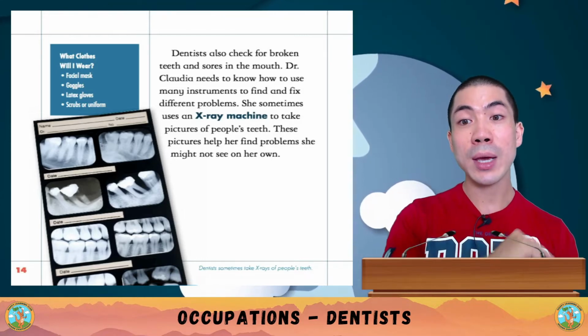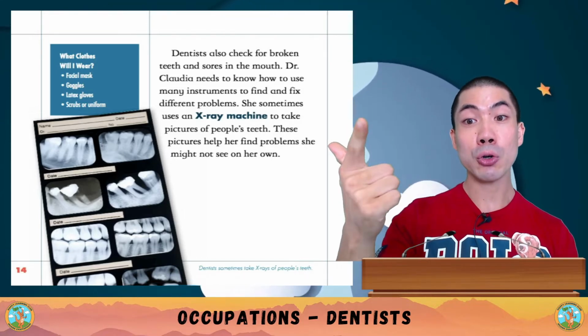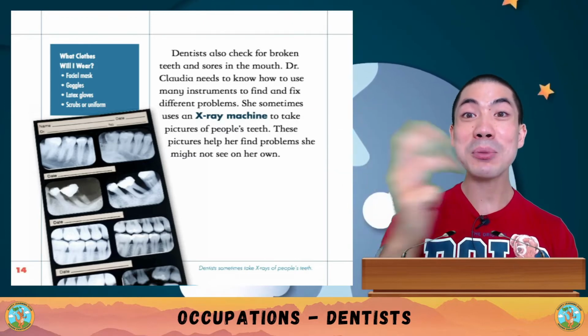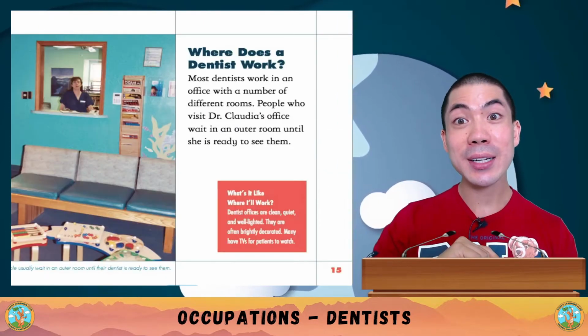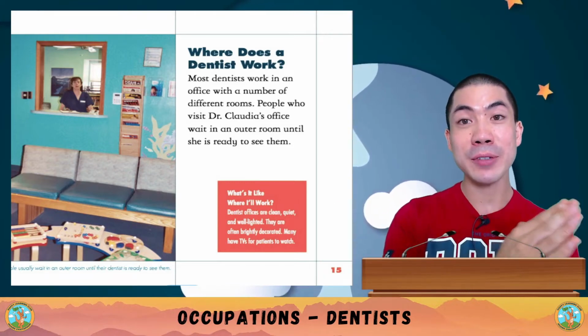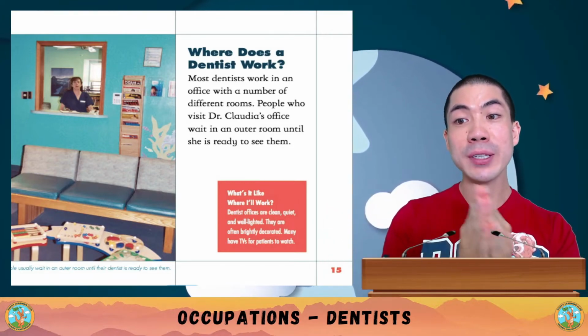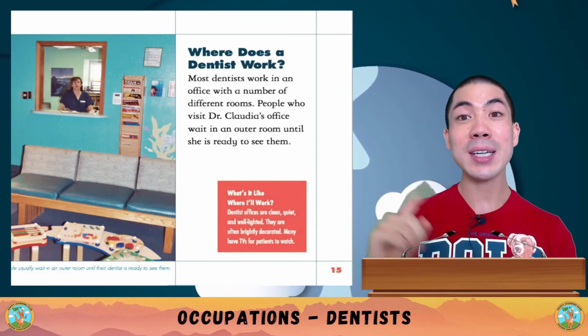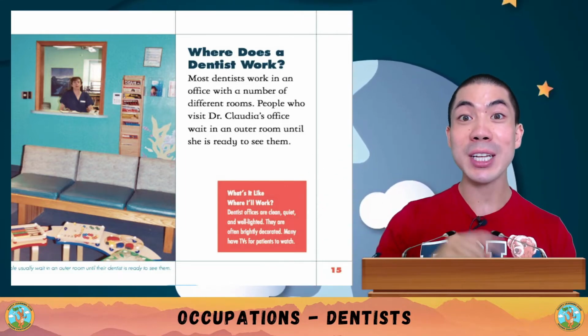What clothes will I wear? There's a facial mask, goggles, latex gloves, and scrubs or uniforms too. Where does a dentist work? Most dentists work in an office with a number of different rooms. People who visit Dr. Claudia's office wait in an outer room until she is ready to see them.